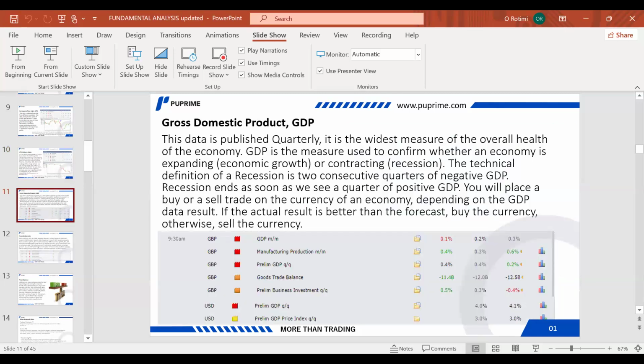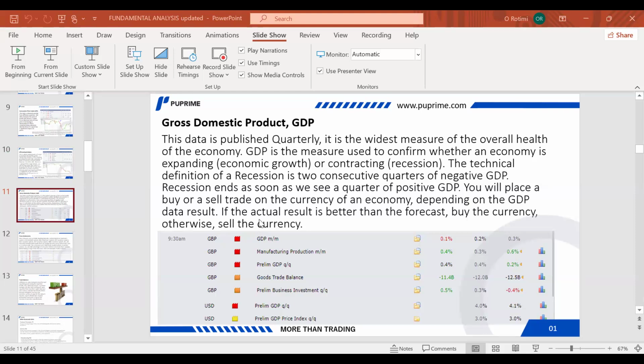Then we have the gross domestic product, also called the GDP. We say that this data is published quarterly and is the widest measure of the overall health of the economy. GDP is a measure used to confirm whether an economy is expanding, that is economic growth, or contracting, that is recession.